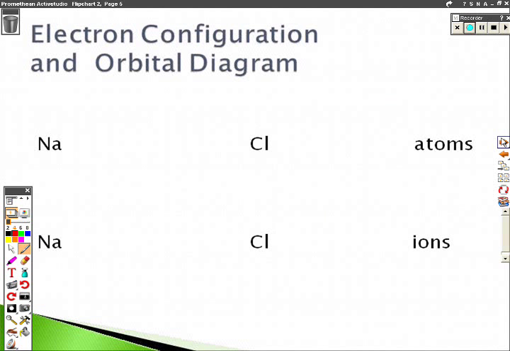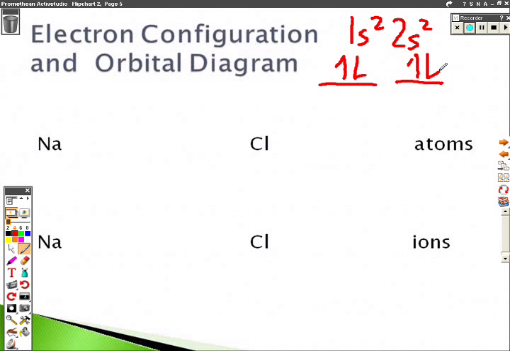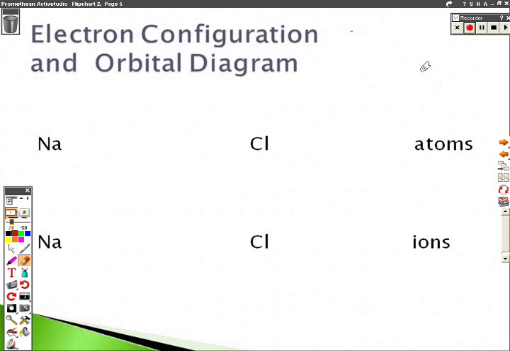Now, let's look at this in terms of electron configuration and orbital diagrams. Electron configuration is this 1s2, 2s2 stuff we've been doing. And the orbital diagrams are the up-down arrows that signify the electrons that have gone along with what we're doing. Okay? So, let me erase this. And let's go ahead and draw the electron configuration and orbital diagrams for sodium and chlorine as atoms and then as ions, so you can start getting a deeper perspective of what's going on.